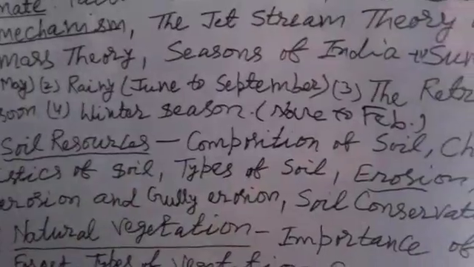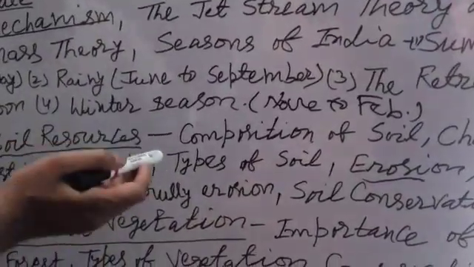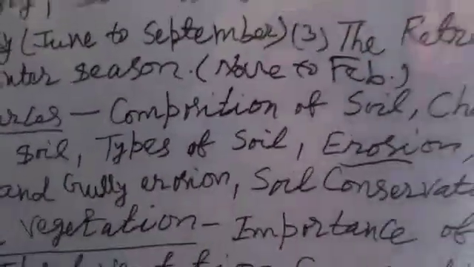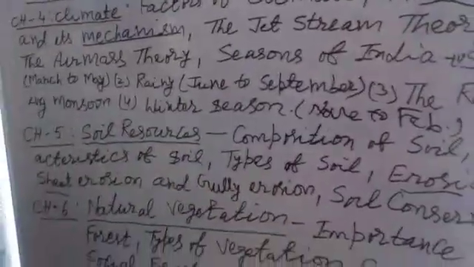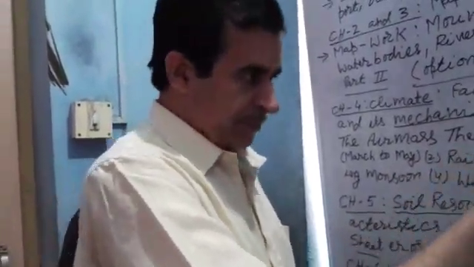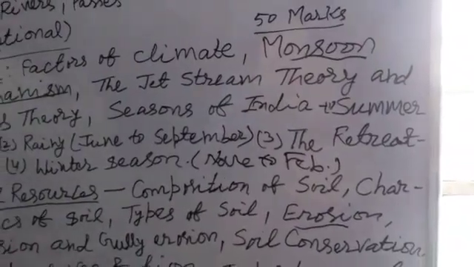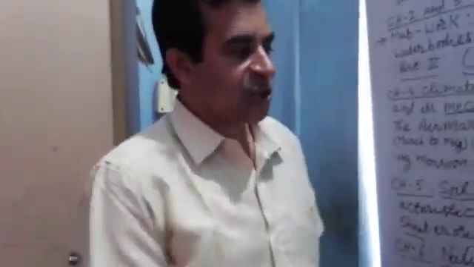Next, types of soil: alluvial soil, black soil, red soil and laterite soil. In these soils, deficiency in minerals, rich in minerals, and distribution. Soil erosion. The removal of the upper layer of the soil from one place to another by natural agents and human forces is called soil erosion.